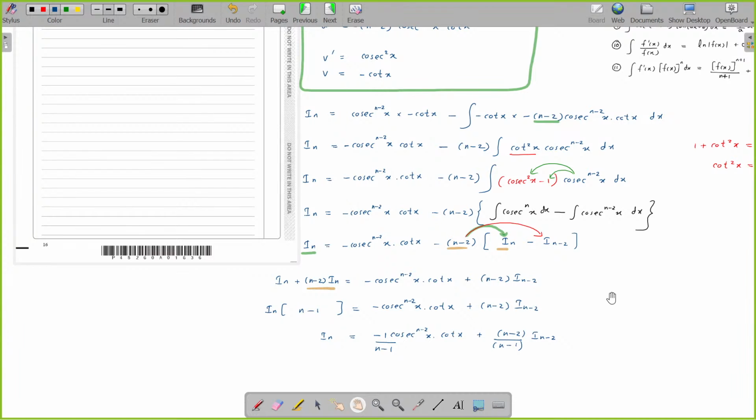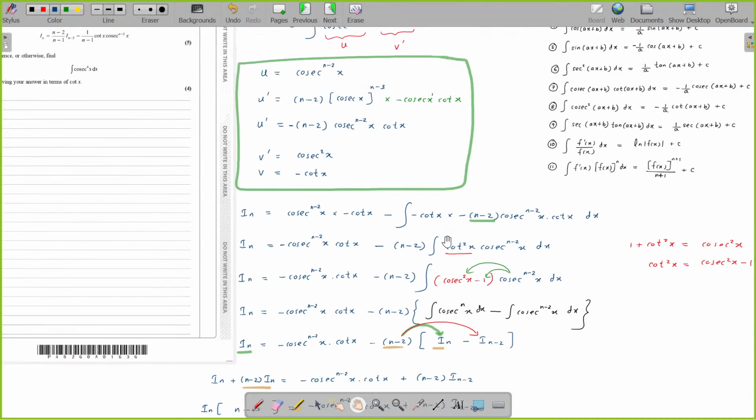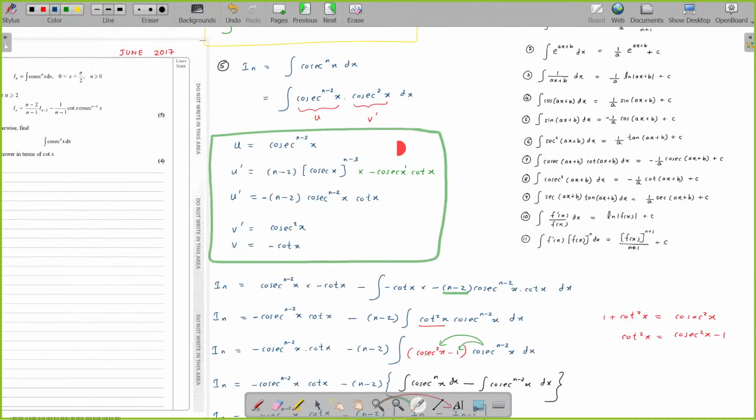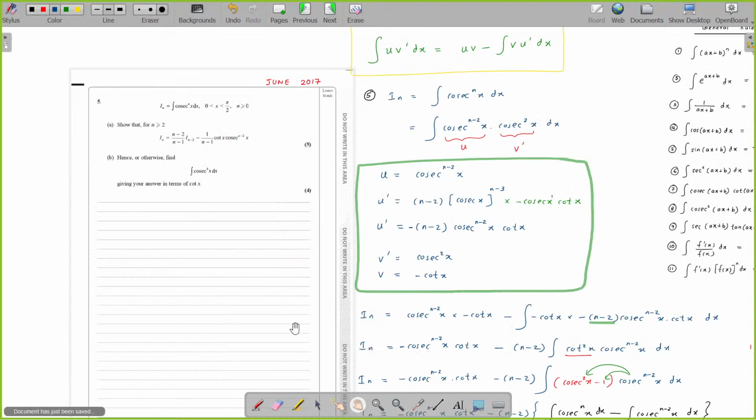Okay, is this clear? It's just the way that you integrate here, the way that you break up, and also writing these parts over here at the very beginning is going to be helpful. Okay? Then we'll move to part B.